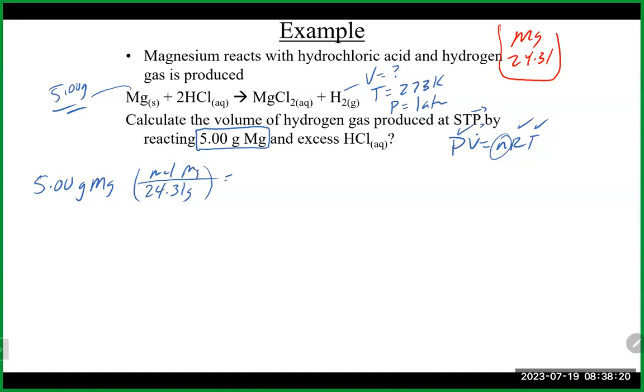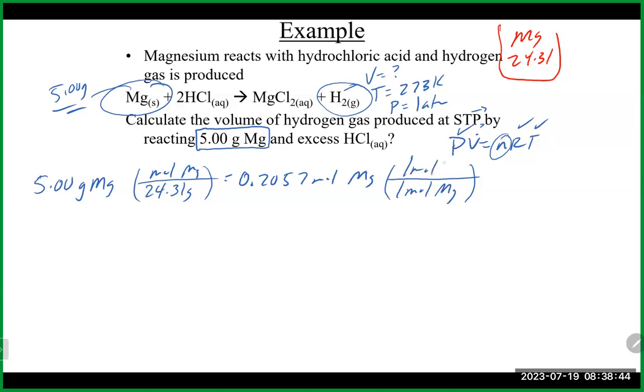We're going to get 5 divided by 24.31, 0.2057 moles of magnesium. Once again, here we're not interested in magnesium. We are interested in hydrogen, though. So we're going to use stoichiometry to go from magnesium to hydrogen. And in this case, it is a 1-to-1 relationship, which makes it pretty easy. 1 mole of magnesium, 1 mole of hydrogen, going to give us 0.2057 moles of hydrogen. So again, very similar to a basic stoichiometry problem.